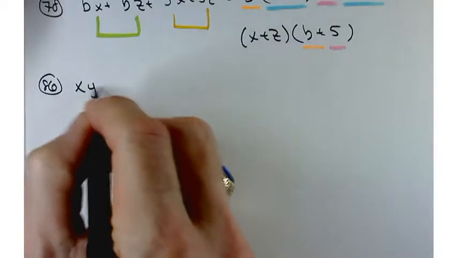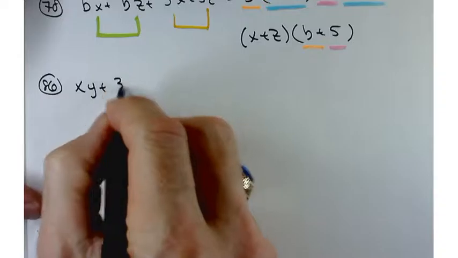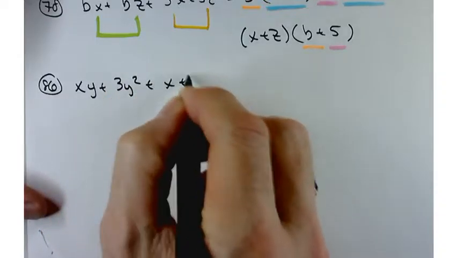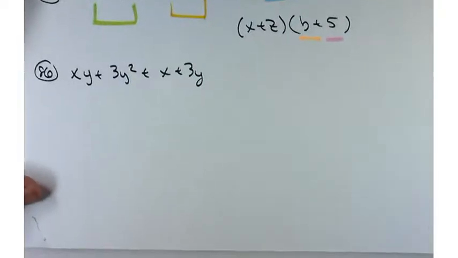xy plus 3y squared plus x plus 3y. Well, there's nothing in common to all four of these terms, so that's a bummer. Let's keep going then. Let's set our sights a little lower.